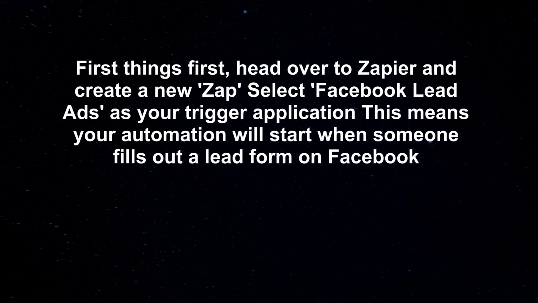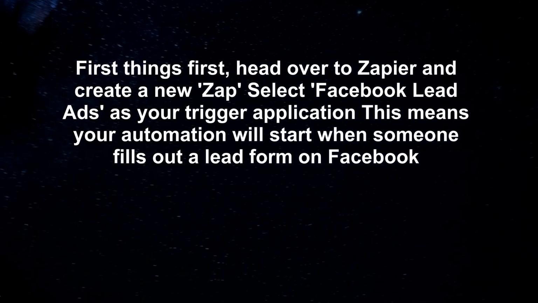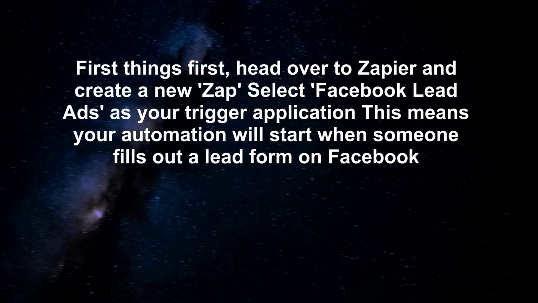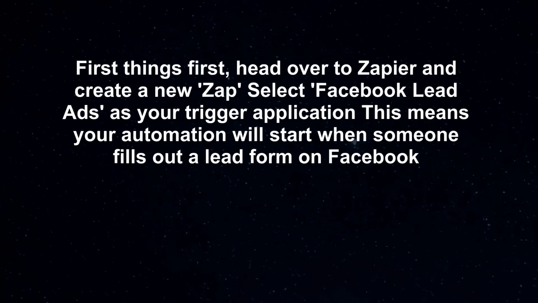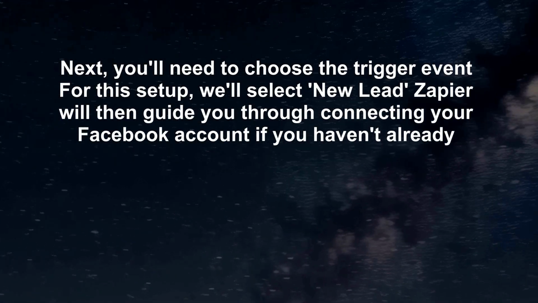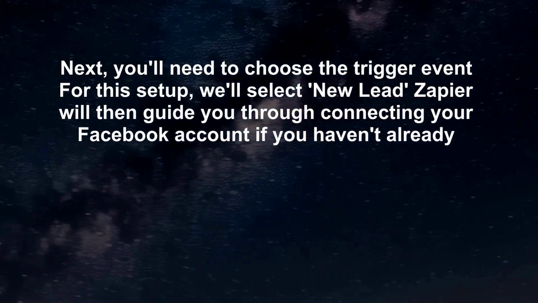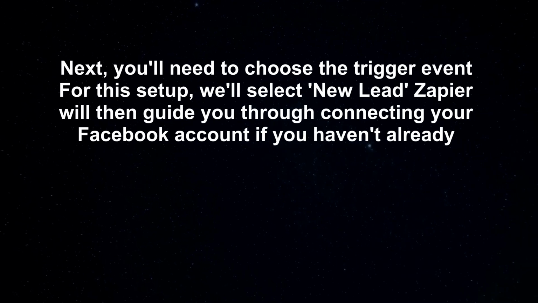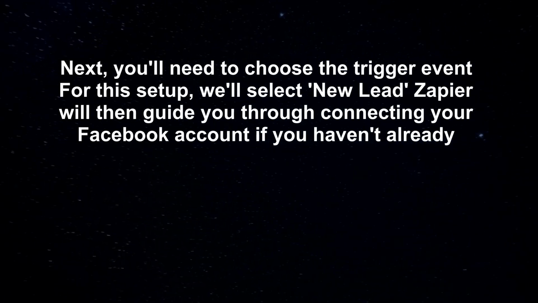Select Facebook Lead Ads as your trigger application. This means your automation will start when someone fills out a lead form on Facebook. Next, you'll need to choose the trigger event for this setup. We'll select New Lead. Zapier will then guide you through connecting your Facebook account if you haven't already.